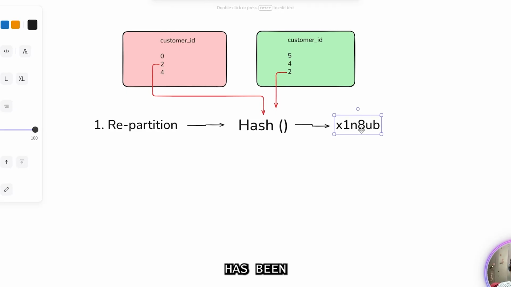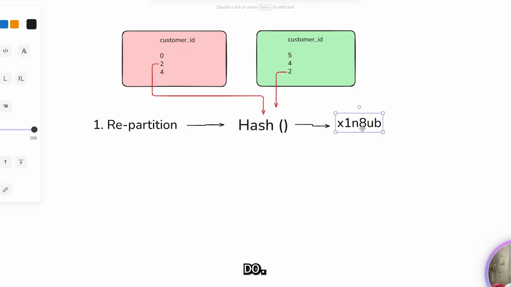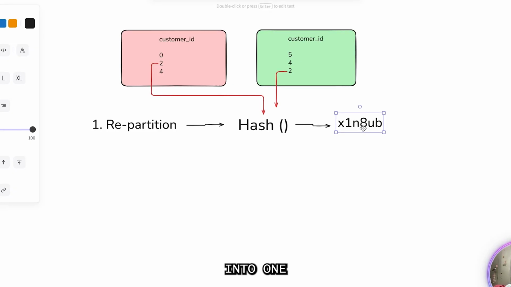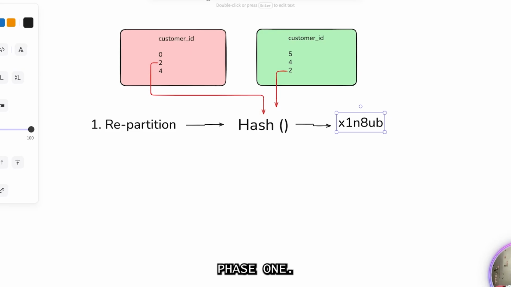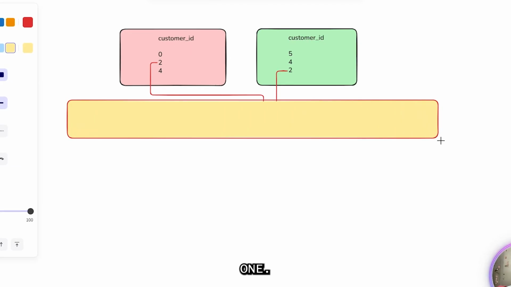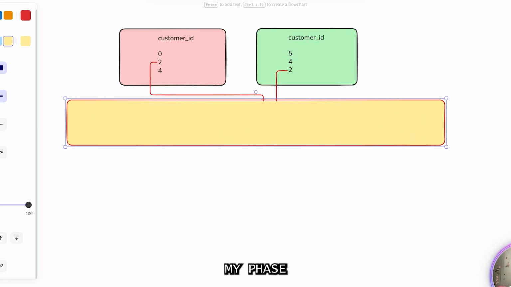Now the hash value has been created. So what will Spark do? Spark will keep all these similar hash values in one partition. That is its work. So this is my phase 1. Keep this whole thing in phase 1.